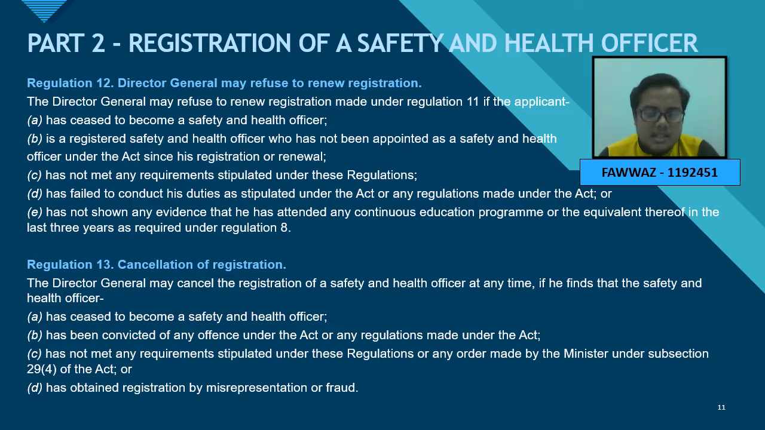Next, Regulation 13, which is the last regulation for Part 2, cancellation of registration. The Director General may cancel the registration of a Safety and Health Officer at any time if the applicant has ceased to be a Safety and Health Officer, has been convicted of any offence under the Act or any regulation made under the Act, has not met any requirement stipulated under this regulation, or has obtained registration by misrepresentation or fraud.